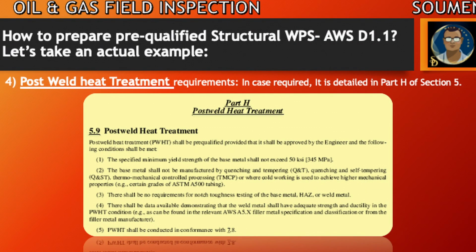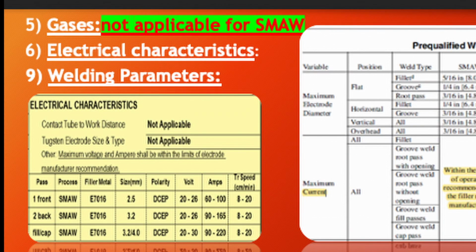Post-weld heat treatment is not required in our case, but I just put the screenshot from part H where we can get the post-weld heat treatment requirement for AWS D1.1 in case it is required. I am not going into detail because in our WPS it is not required. Gases, block 5, not applicable for SMAW. Electrical characteristics and welding parameters are coupled together, so I am discussing them together.